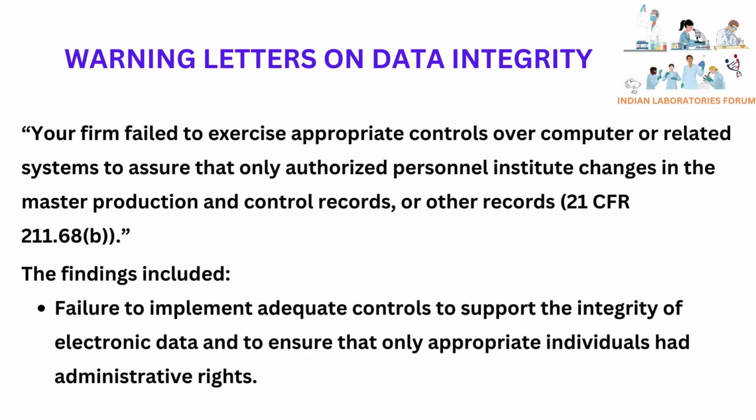Warning letters on data integrity issues. Examples. Your firm failed to exercise appropriate controls over computer or related systems to assure that only authorized personnel institute changes in the master production and control records or other records. It means the organization has not implemented access restrictions, user privileges, and individual user IDs for the computerized system.